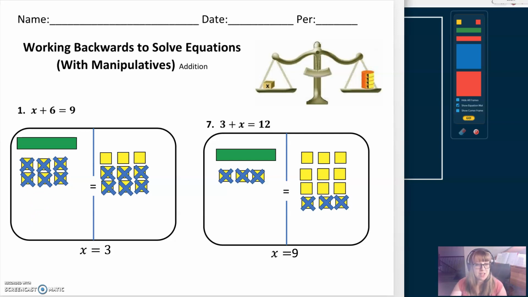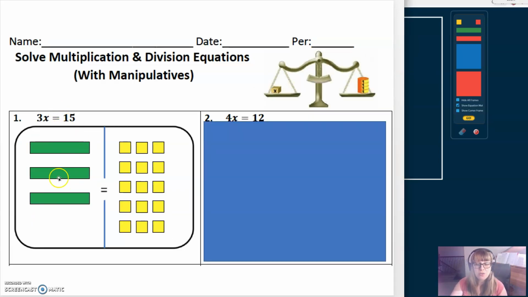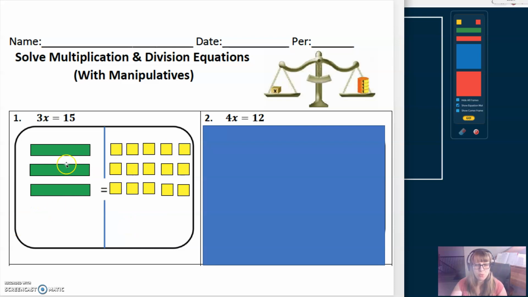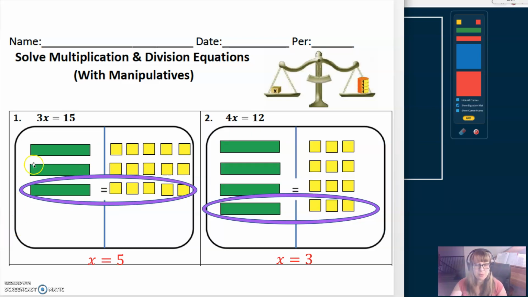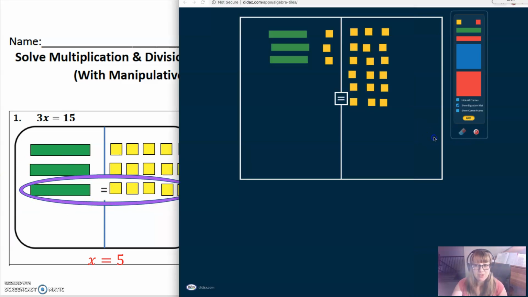We also had some that were like this, where there were no unit tiles, but there were multiple x tiles. And in this situation, all we had to do was group those into the same number of groups as there were x tiles, so that we knew that an x tile was equal to and balanced with 15. But we've got a different situation here now. We have multiple x tiles, so we're going to have to do some grouping, but I also have extra unit tiles too, which means I'm going to have to pull some of those off.